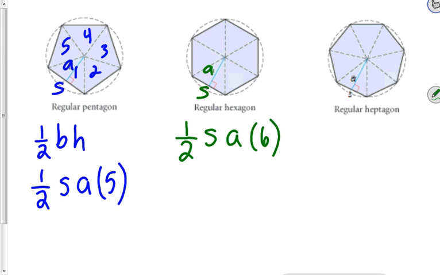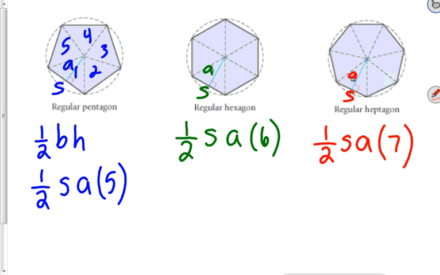All right, let's go to the regular heptagon. Same approach, right? We have a side length of S. We have an apothem length of A. We have 1, 2, 3, 4, 5, 6, 7 congruent triangles. So let's find the area of one of the triangles, 1/2 the base times the height. Now for the area of the entire regular heptagon, we'll multiply that area of one triangle times 7 because there are 7 congruent isosceles triangles there.